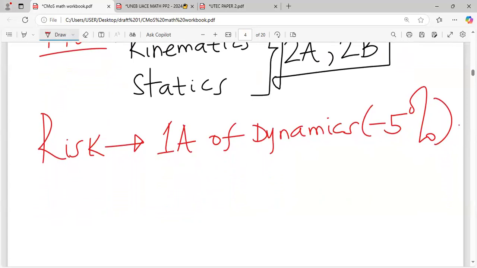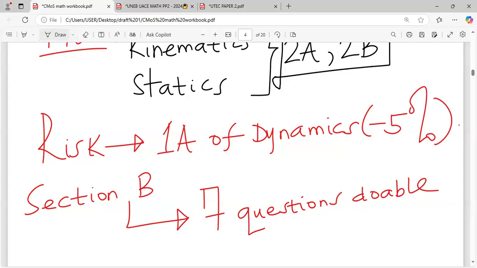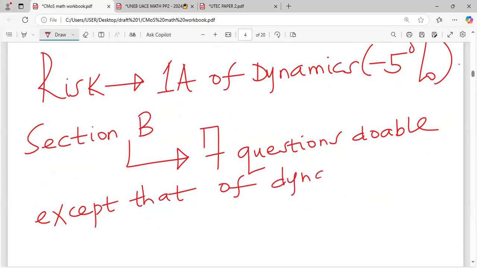I'm not focusing on section B. Why am I focusing on A? Because all questions there are compulsory. But section B, out of the 8, you have 7 questions. 7 questions that I'm assuming are doable. And still I'm saying, except that of dynamics.